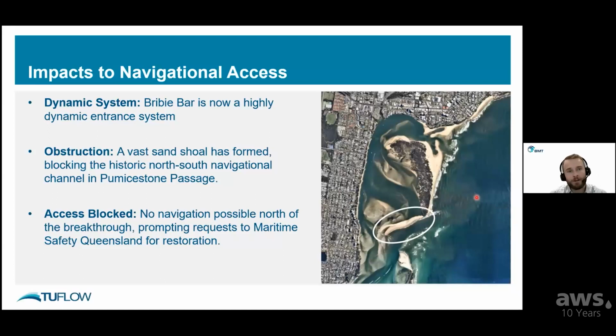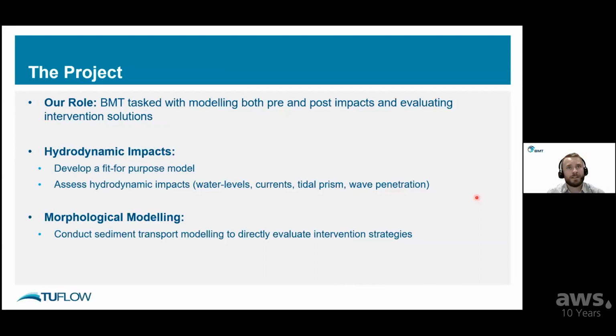So our client, Maritime Safety Queensland, tasked us with looking at modelling to, first of all, assess what the hydrodynamic impacts of the breakthrough are. They wanted to understand what's happened to water levels, currents, tidal prism and wave penetration by the breakthrough, and then also look into intervention solutions. When I talk about intervention solutions, I mean using dredging to reinstate access, so cutting a channel back through so you can get into the northern area.